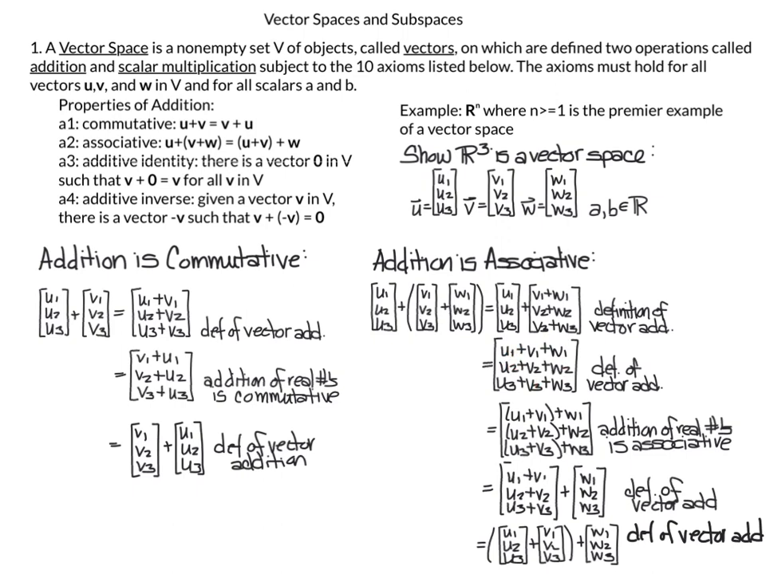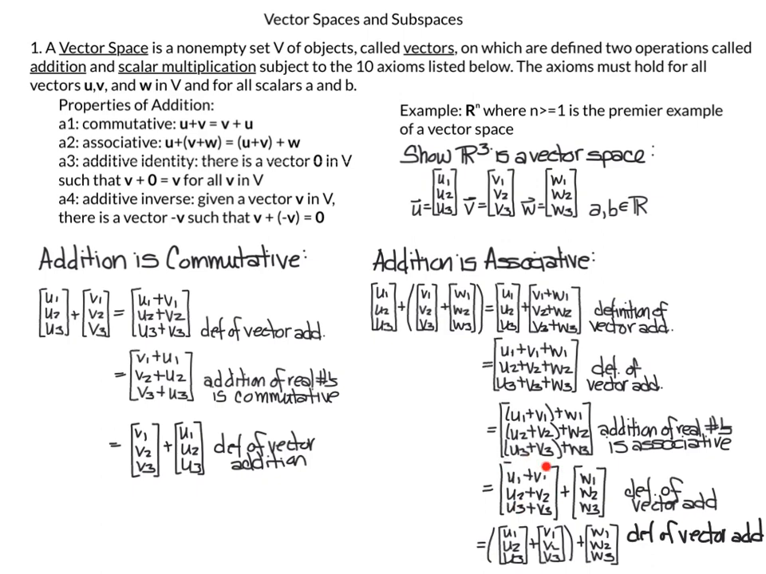But now you will notice u1, v1, w1, u2, v2, w2, u3, v3, w3 are all real numbers. And the addition of real numbers is associative. So I can associate u1 and v1 and add those together first, and I can add u2, v2 together first and u3, v3 together first. Again, I can do this because these are real numbers and addition of real numbers is associative. And once I have that, using the definition of vector addition, that's the addition of the vector u1 plus v1, u2 plus v2, u3 plus v3, plus the vector w.